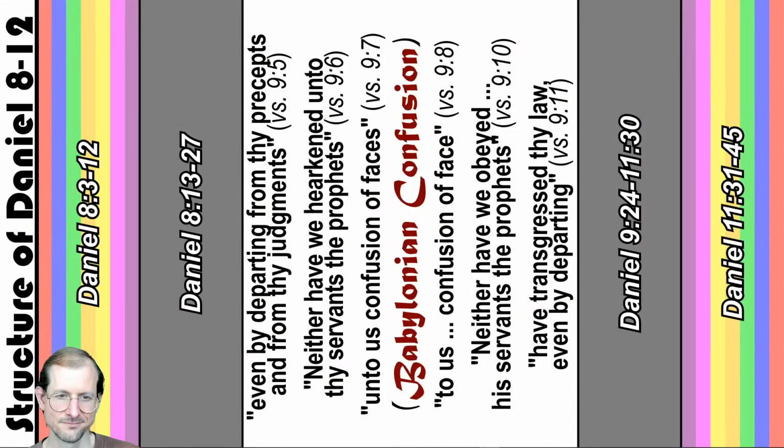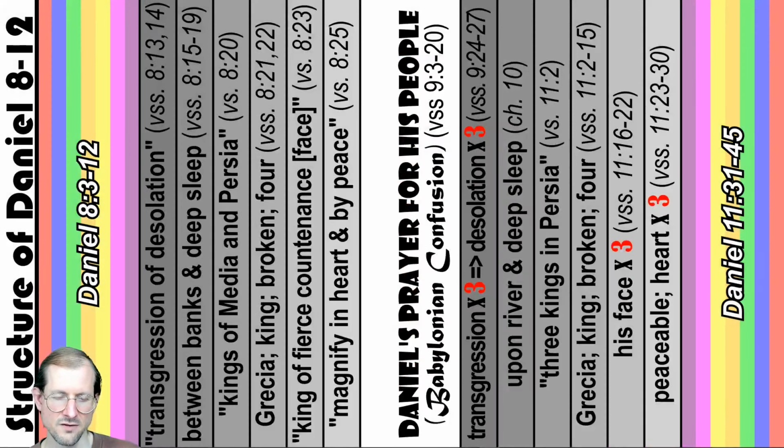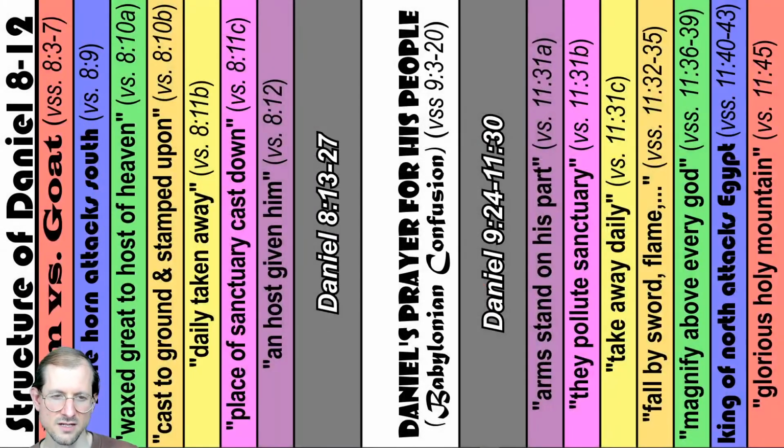Alright, so here again is the structure. If you look at the center part, departing from thy precepts and from thy judgments, and then neither have we hearkened unto thy servants the prophets, and then confusion of face. So Babylonian confusion. That's the result. And as it was in Daniel's time, it is again. So we need to be following Daniel's example. And there, of course, is the gray layer, the parallels outside of that. And then we finally have the outer multi-layers of the, what's it called? Chiasm.